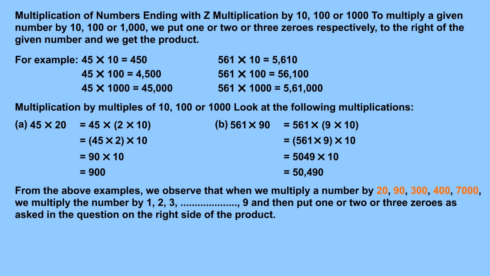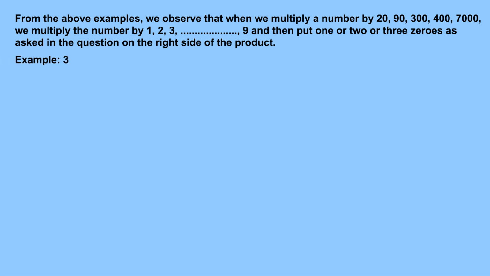From the above examples, we observe that when we multiply a number by 20, 90, 300, 400, 7,000, we multiply the number by 1, 2, 3, 9 and then put 1 or 2 or 3 zeros as asked in the question on the right side of the product.